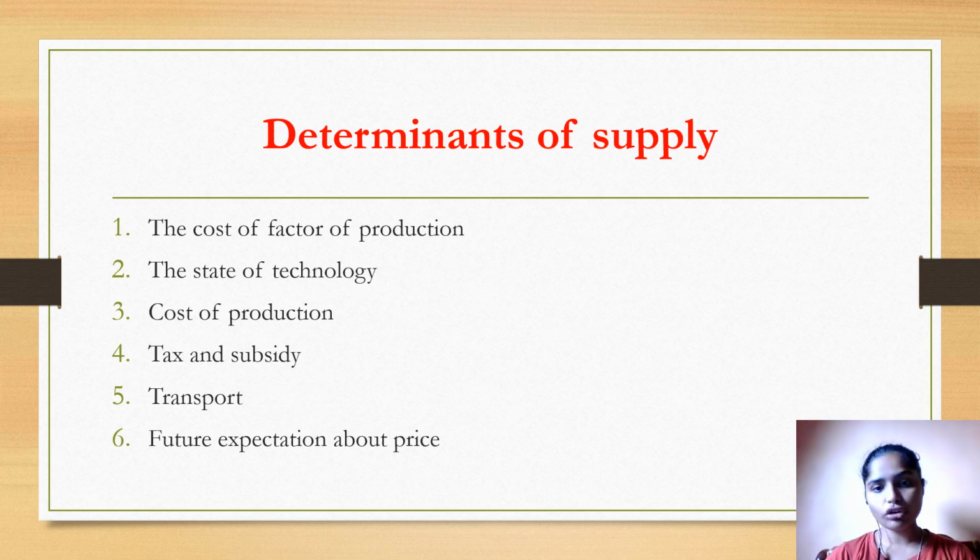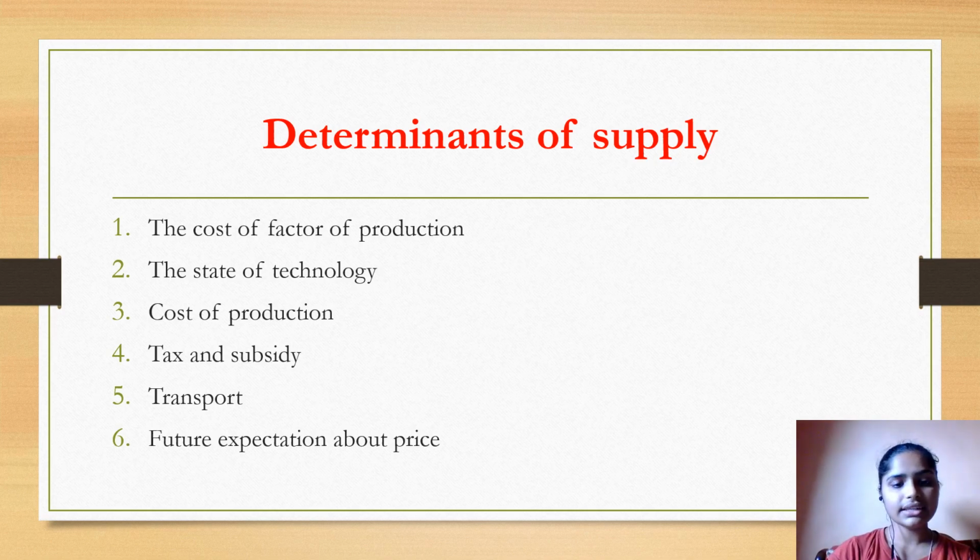Second one is the state of technology. Technological improvement reduces the cost of production, which leads to an increase in production and supply. Third one is the cost of production. If the factor price increases, the cost of production also increases and as a result supply decreases.